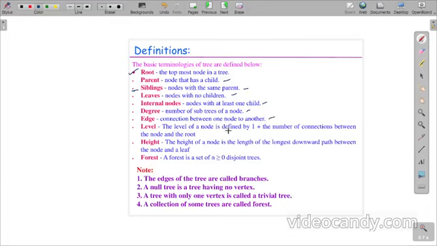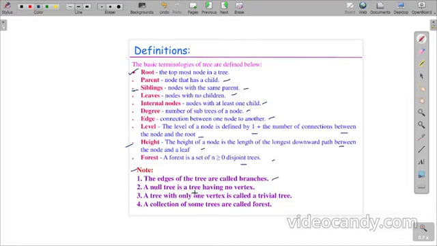Level of a node is defined by 1 plus the number of connections between the node and the root. Height: the height of a node is the length of the longest downward path between the node and a leaf. Forest: a forest is a set of n greater than or equal to 0 disjoint trees. Note: the edges of the tree are called branches.